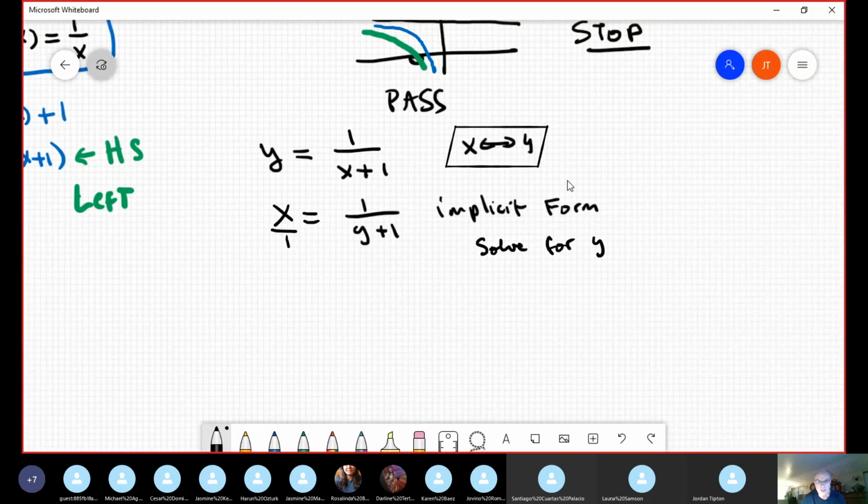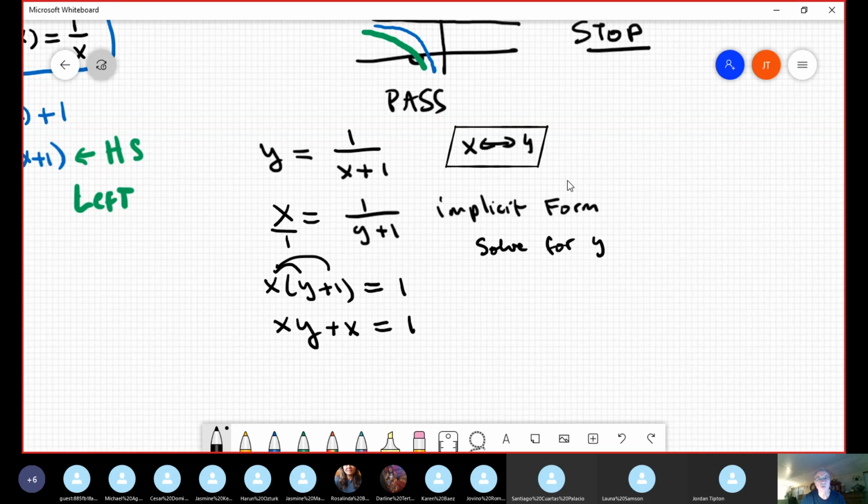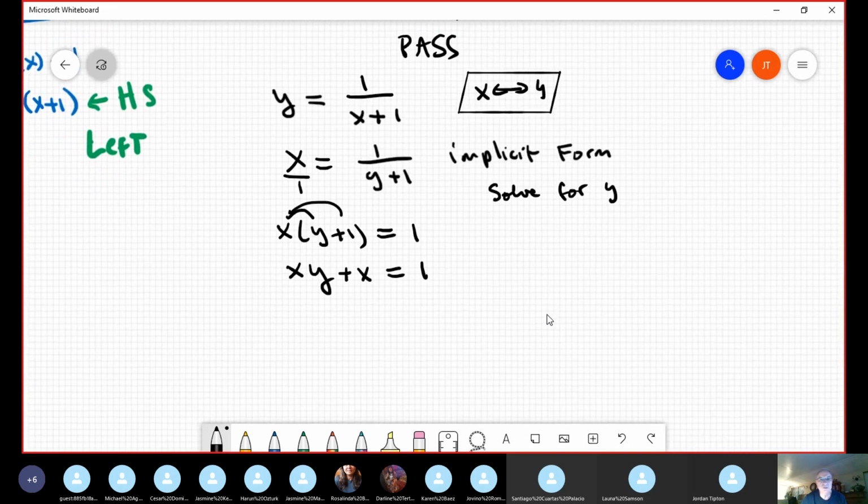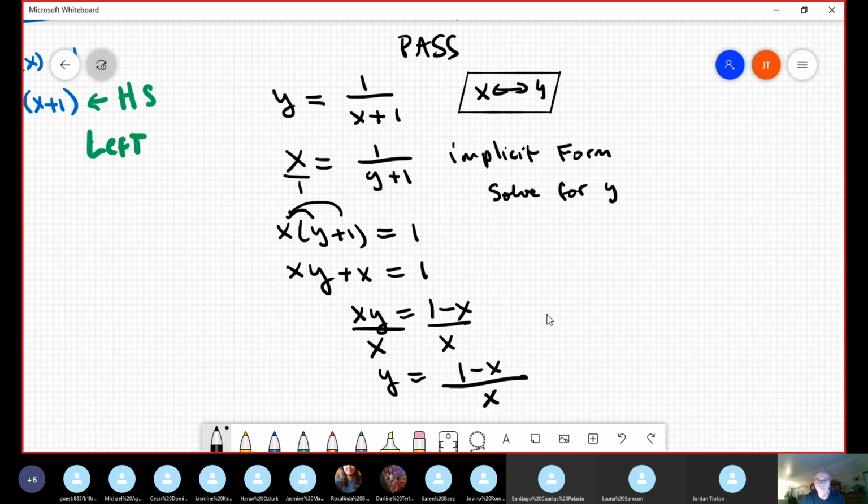You apply cross multiplication here. So x times y plus 1 equal 1 times 1 that is 1. Apply distributive property. Xy plus x equal 1. Move this x to the right. Xy is equal 1 minus x. And finally divided by x because I want to isolate y. Okay, and this is my inverse.